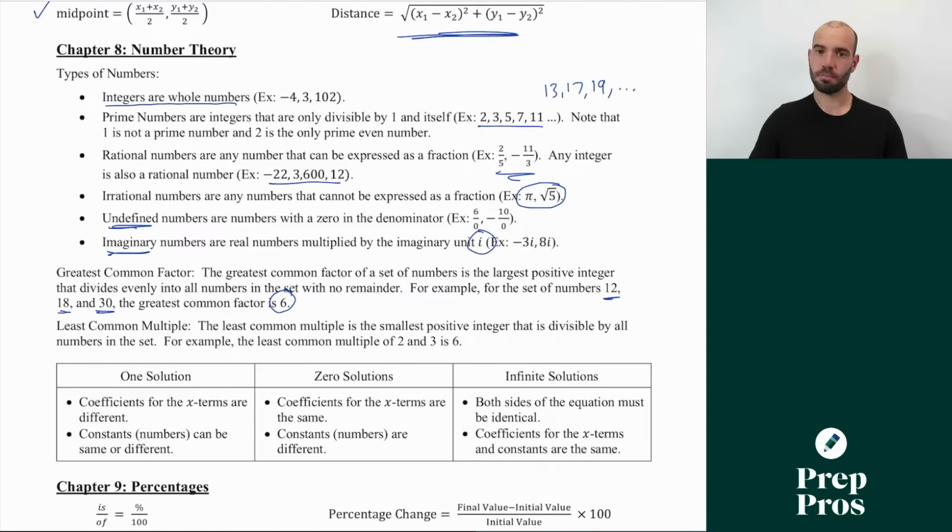Oppositely, multiples are bigger. The least common multiple is the smallest positive integer that is divisible by the numbers in a set. So the least common multiple of, say, 2 and 3 is 6, because it's the first number that 2 and 3 both divide evenly into.